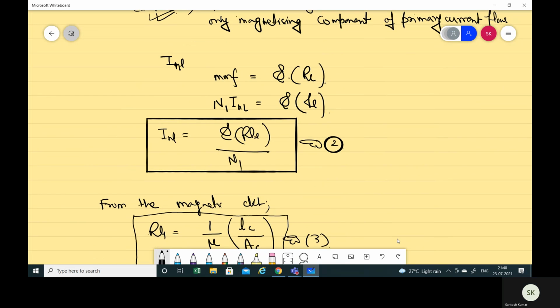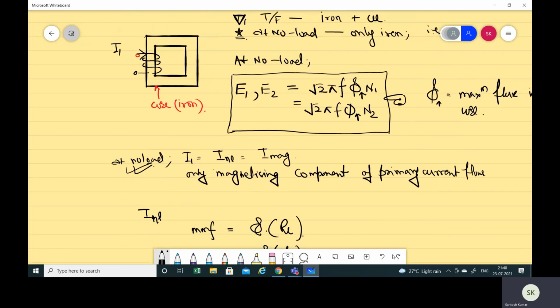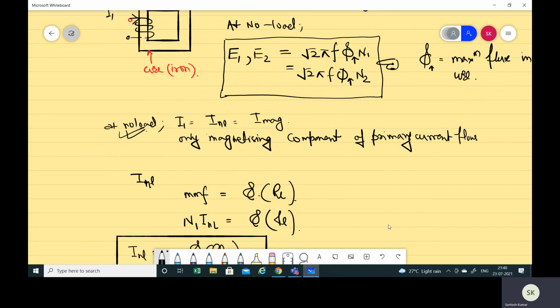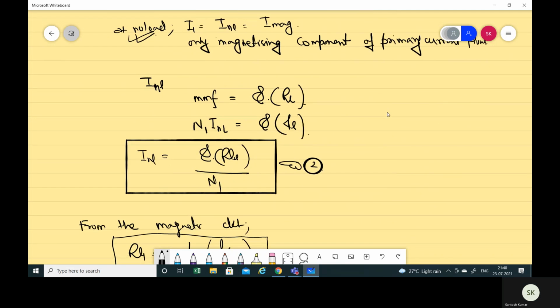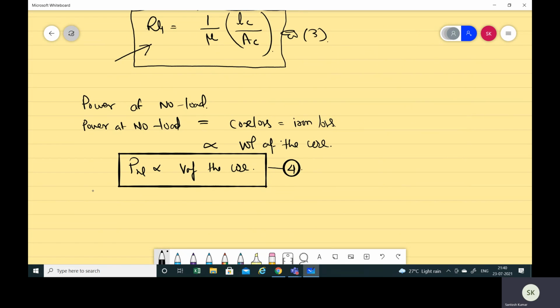First one is about the voltages induced at no load conditions. Second one is the no load current. Third one is the reluctance. Fourth one is the no load power or the iron loss.